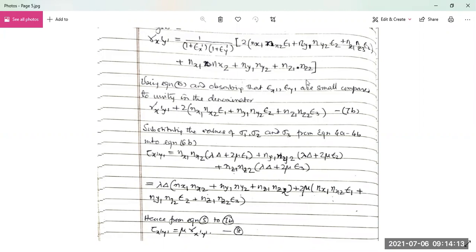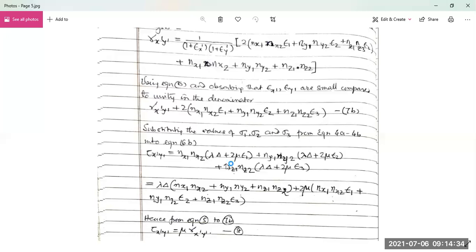So from this equation, what we find is that this value is equal to 0 from here to here, and this value is equal to 1. This equation reduces to gamma x'y' equal to 2 nx1 nx2 epsilon 1 plus ny1 ny2 epsilon 2 plus ny1 nz2 epsilon 3 itself.